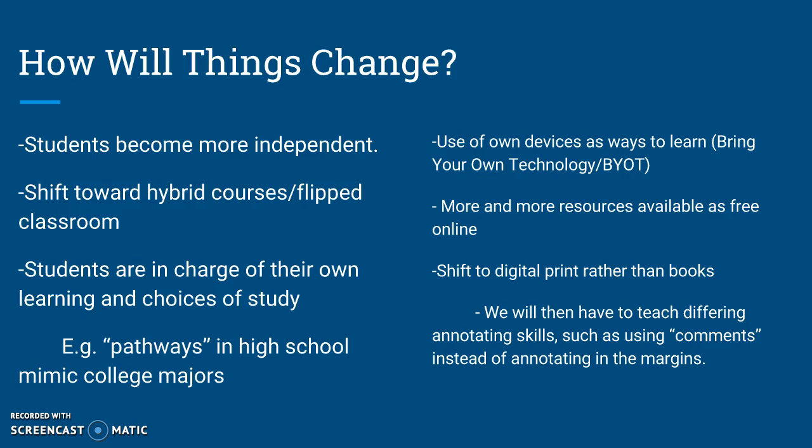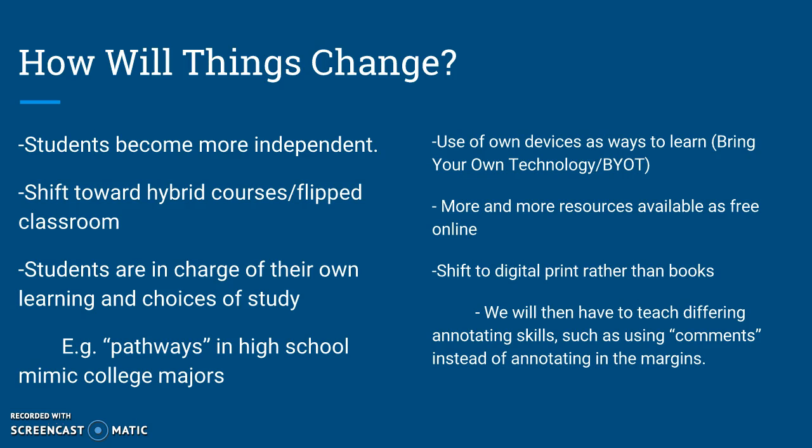Another shift will be students are in charge of their own learning and choices of study, which they already are now, but there might be more of a shift toward high school mimicking college majors or at least any type of secondary school. So for example, right now some high schools will do a pathway or a concentration that mimics majors. There will also be more of a shift with the use of own devices as ways to learn. So there are some initiatives where schools will have students bring their own technology to school, and they'll use those in their classroom instead of school purchased devices.